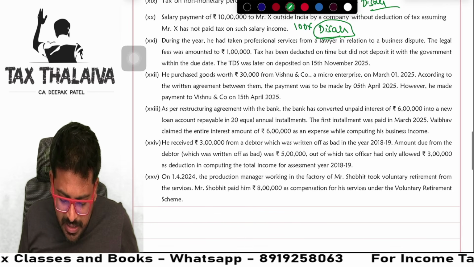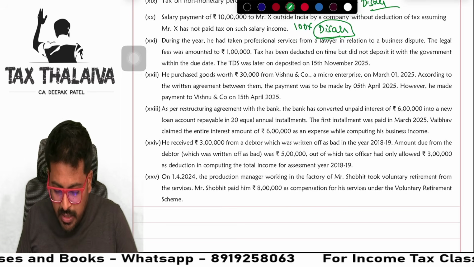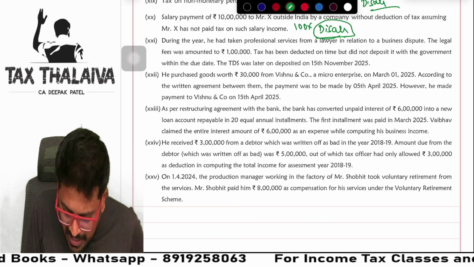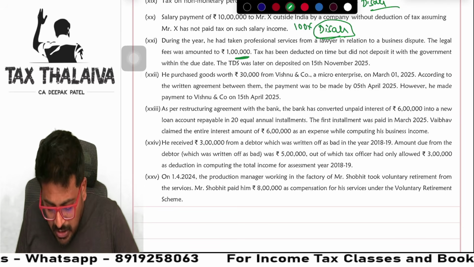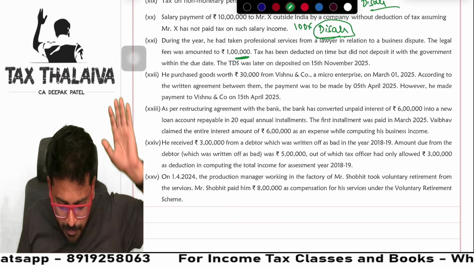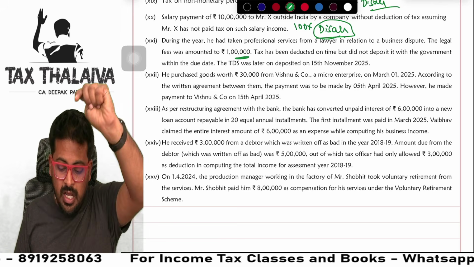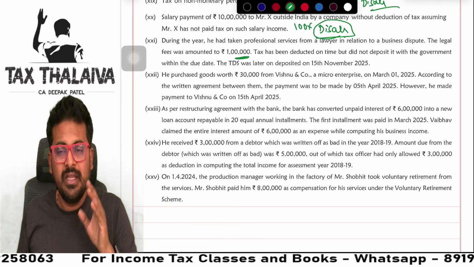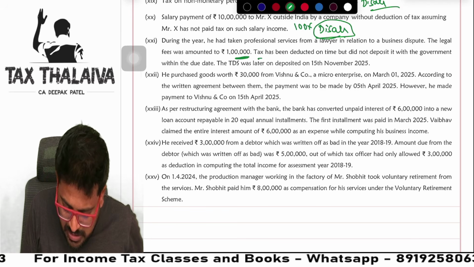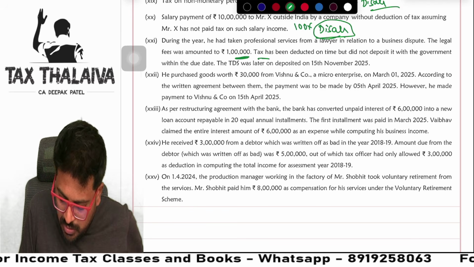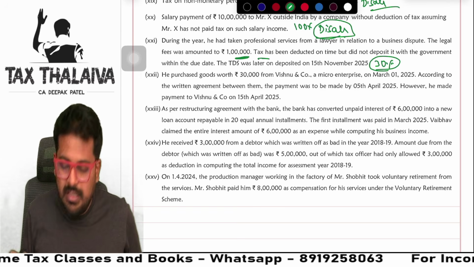Next, during the year he had taken professional services from lawyer. The legal fee amounted to 1 lakh rupees. Tax has been deducted on time but not deposited with the government. TDS was later deposited on 15th November. Guys, if you have not deposited the TDS, still 30% of the amount will be disallowed.